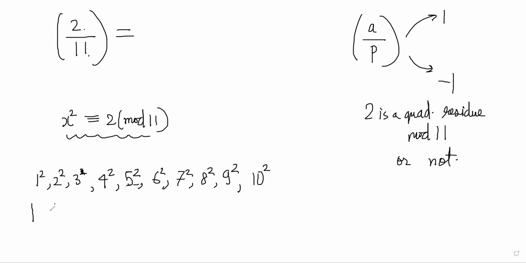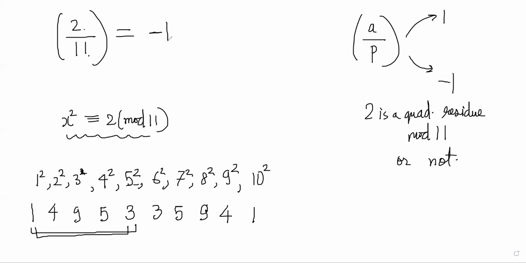So this is 1, this is 4, this is 9, this is 5, and this is 3, right? And after that, it keeps repeating. This is 3, this is 5, this is 9, right? And this is 4, and this is 1. So we know that the quadratic residues are 1, 4, 9, 5, 3. So 2 is not a quadratic residue, it's a non-residue, so this should be -1, right? The Legendre symbol 2 by 11 should be -1.